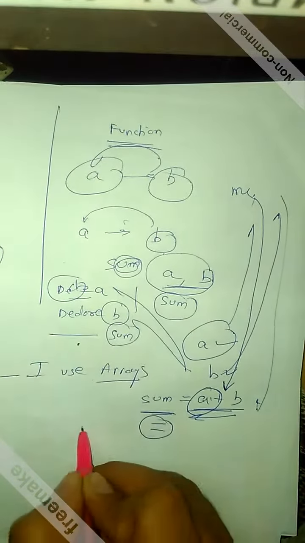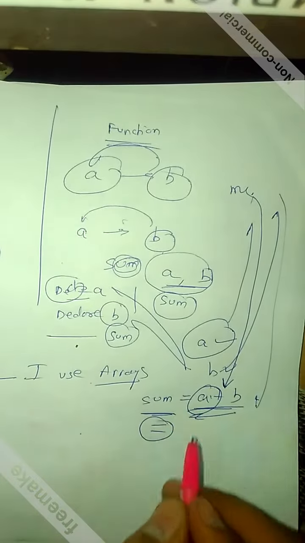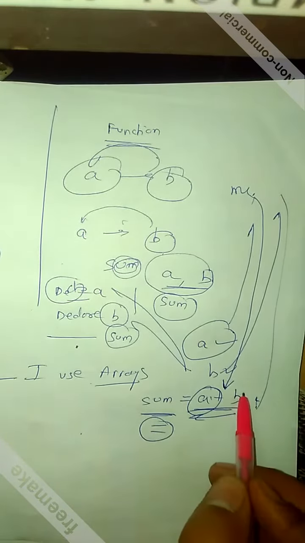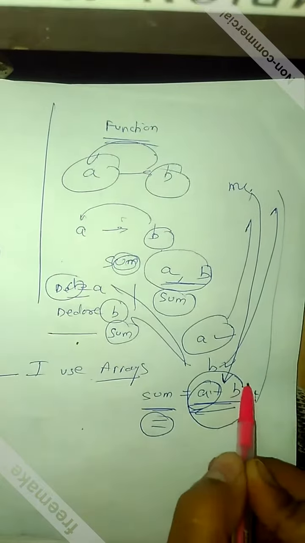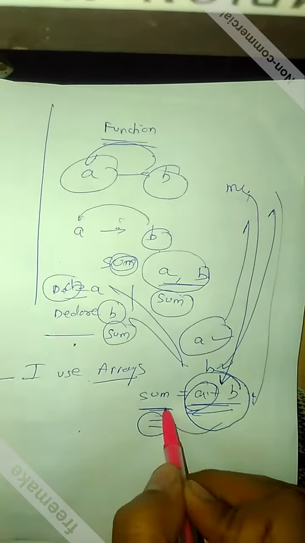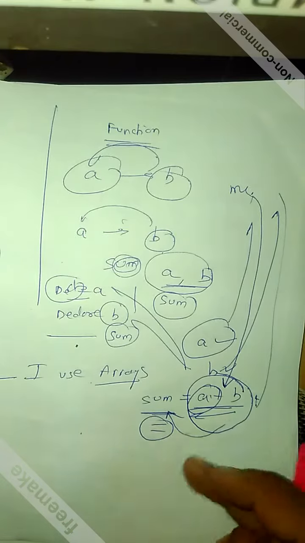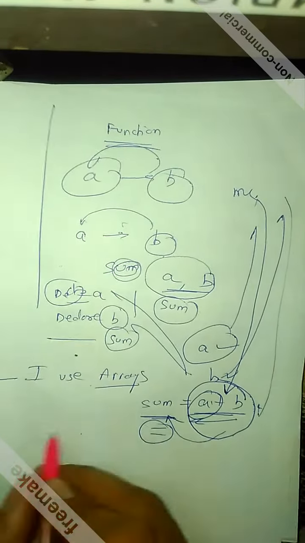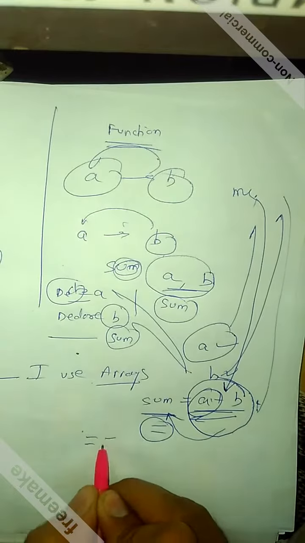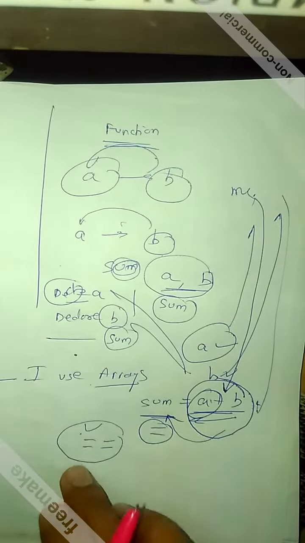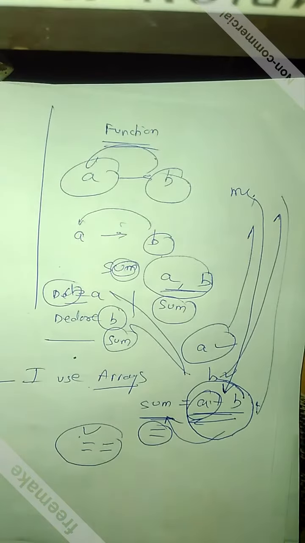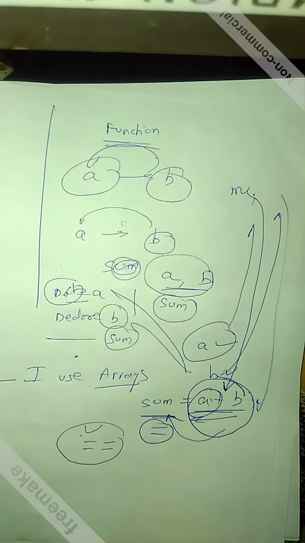Okay, this equal to does not mean that sum is equal to a plus b. Basically, this is not equal to, it is assignment, meaning the result of a plus b is assigned to sum. Sort of, it is copied to sum. It does not mean that it is equal to. In C++, this operator is the assignment operator. We'll talk about operators later. Okay, so sum is a plus b now.